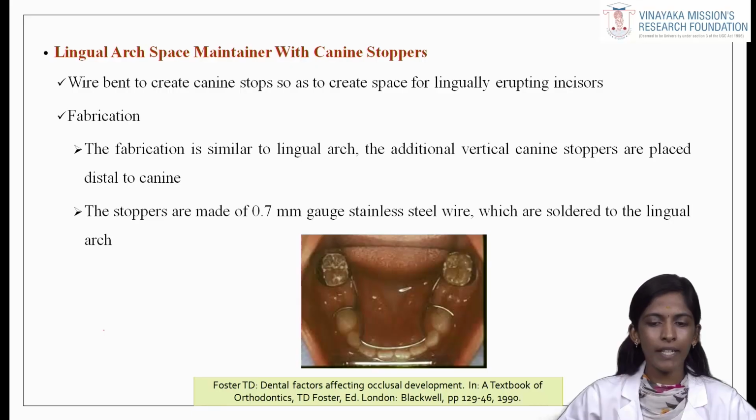Next is lingual arch space maintainer with canine stoppers. Here, the wire is bent to create canine stops so as to create space for lingually erupting incisors. Fabrication is similar to the lingual arch. The additional vertical canine stoppers are placed distal to the canine. The stoppers are made of 0.7 mm gauge stainless steel wire which are soldered to the lingual arch.